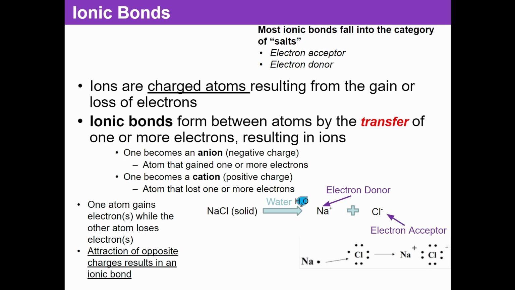So keep in mind that with ionic bonds, there is an electron transfer. One atom becomes positive, one becomes negative. The negative is the one that gained electrons, the positive the one that lost. And while one atom gains electrons and the other atom loses electrons, once we create the ions, they have an attraction to each other, and in a dry environment, tend to form salts or crystals.